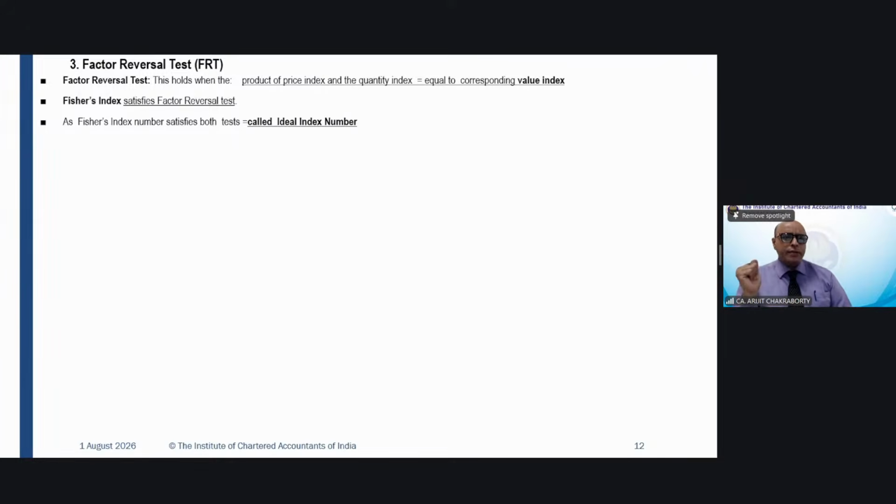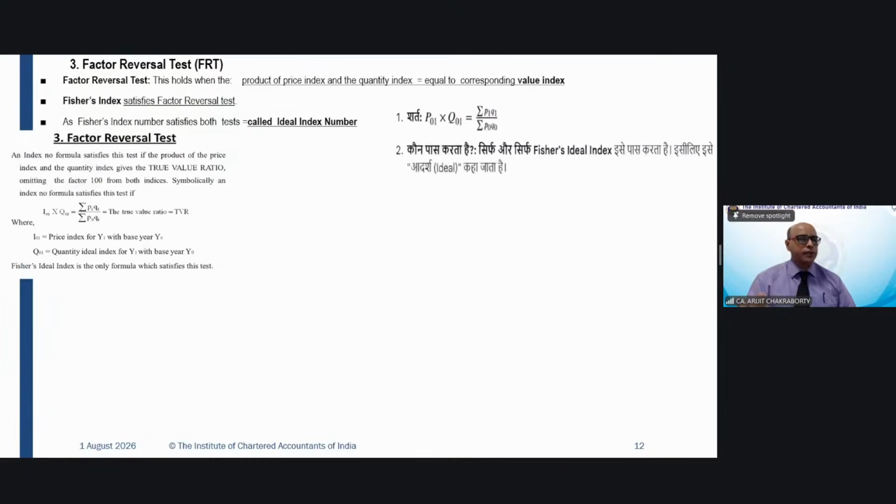So dear students, please keep in mind that the Fisher's index number satisfies both the time reversal test and the factor reversal test. And you can see here that in the case of the factor reversal test, an index number formula satisfies this test if the product of the price index and the quantity index gives you the true value index or the true value ratio. True value ratio kya hai? It is sigma P1Q1 divided by sigma P0Q0. That is the true value ratio. So this is what you have to see.